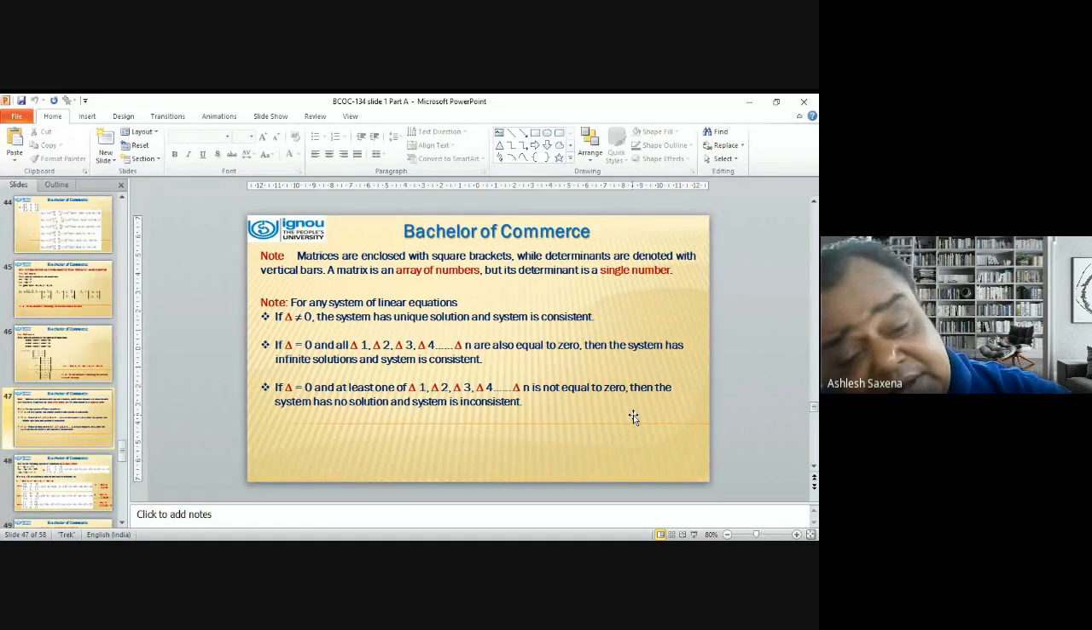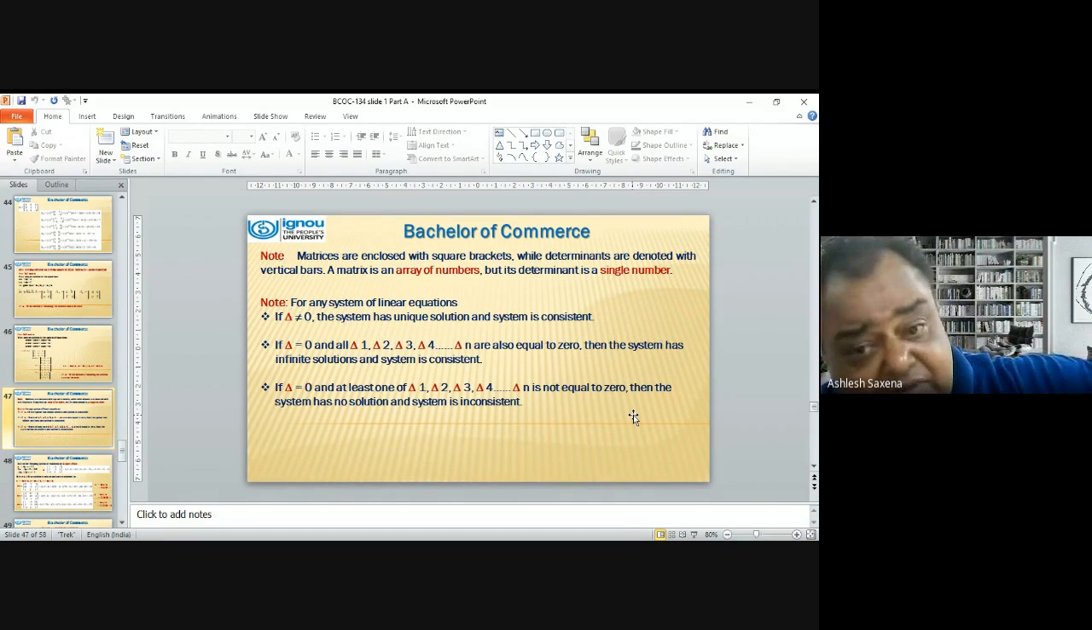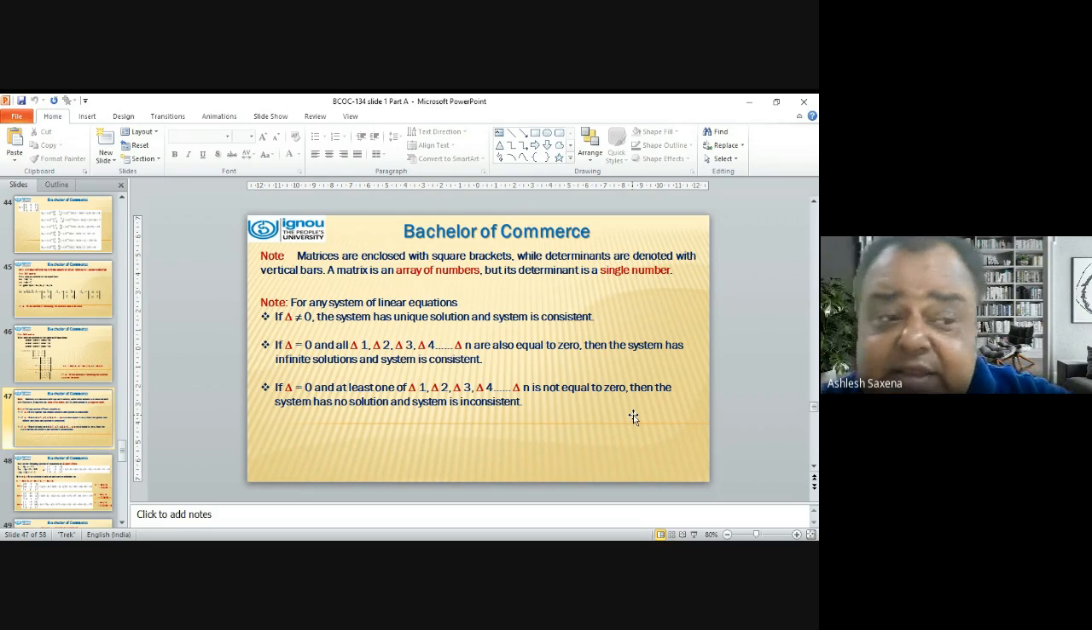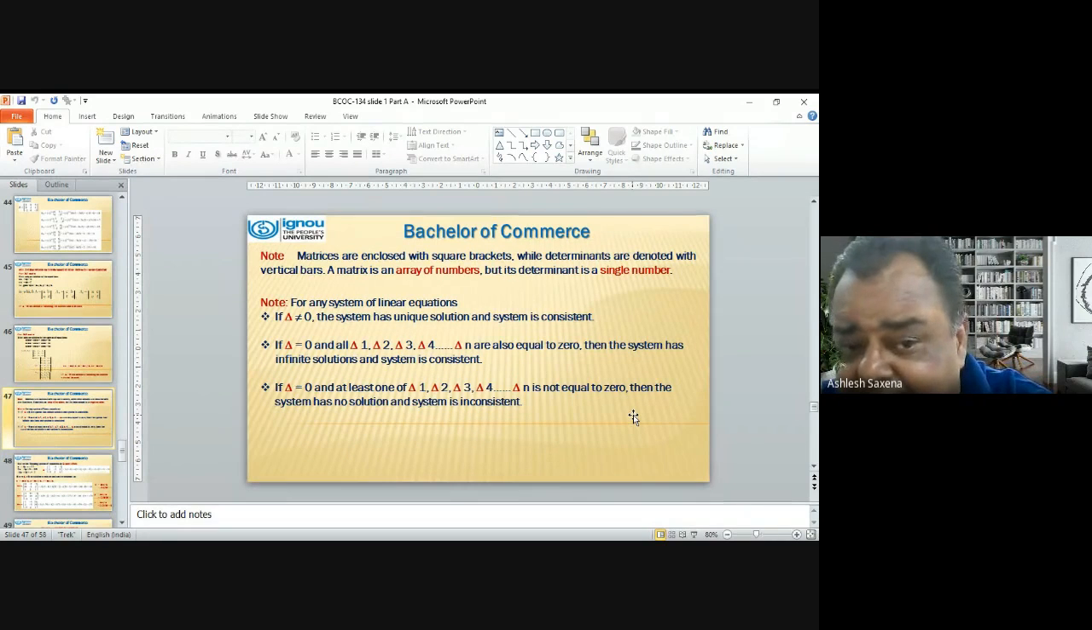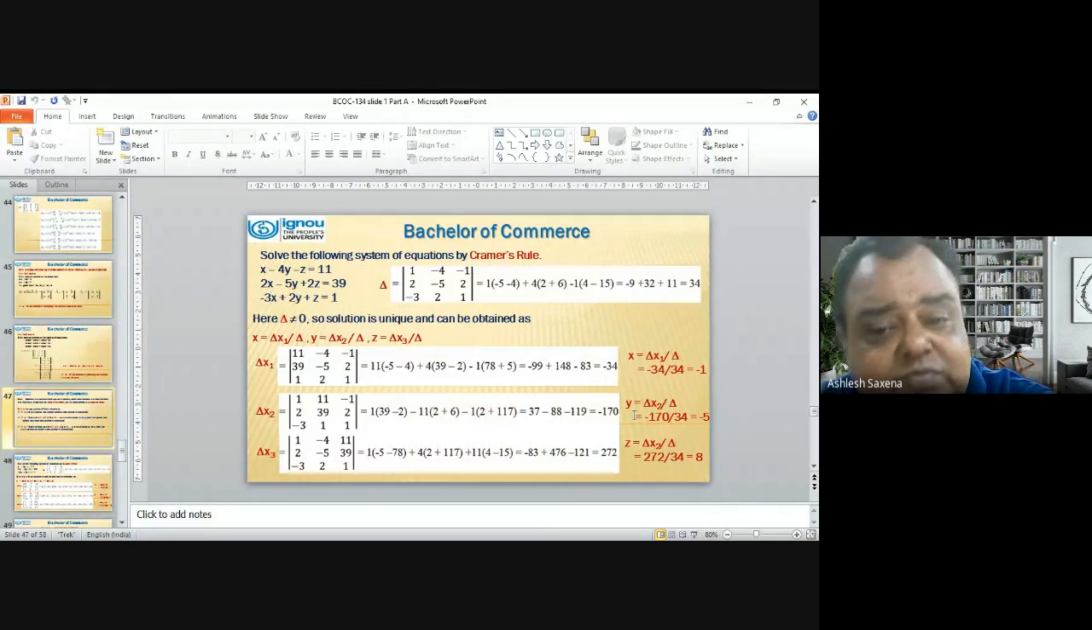But the third case is delta equal to 0, but at least one of delta 1, delta 2, delta 3 is not equal to 0. Then the system has no solution and the system is inconsistent. We will be finding out the nature of the solution when we calculate these values, that means delta, delta x1, delta x2 and delta x3. Now the question arises, how?